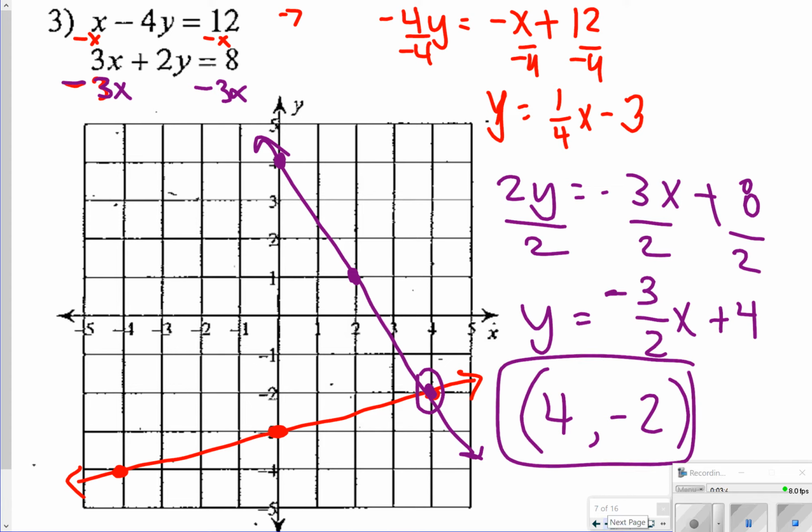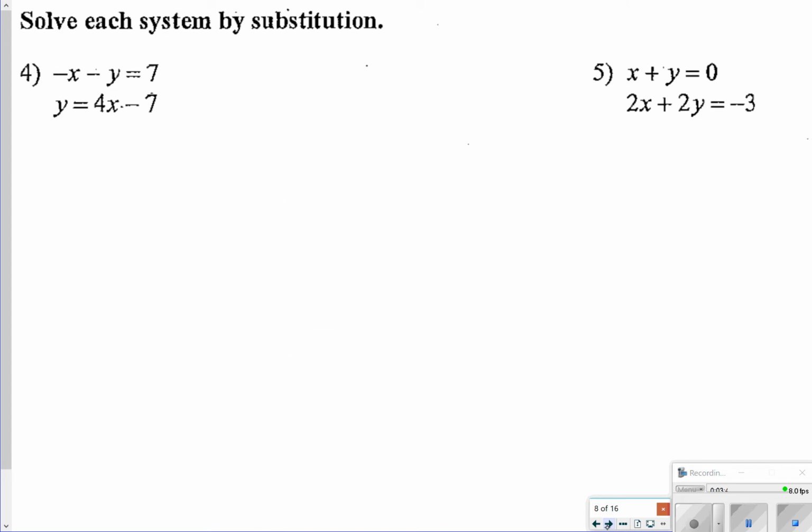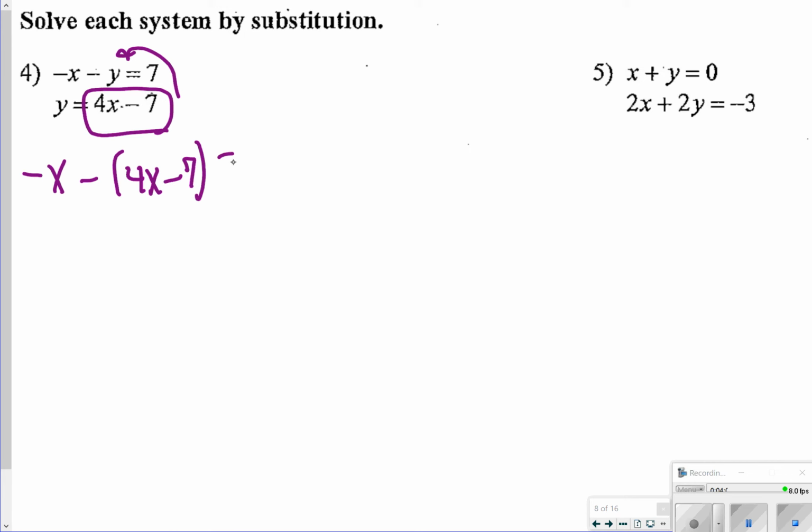The next part, number 4, solve each system by substitution. So remember, you can solve each system by substitution when you just plug in a value. What I'm going to do is take my y value and basically just plug it into my original equation. So -x minus, parentheses, 4x minus 7 equals 7. I'm going to go and distribute this negative. So -x minus 4x plus 7 equals 7.